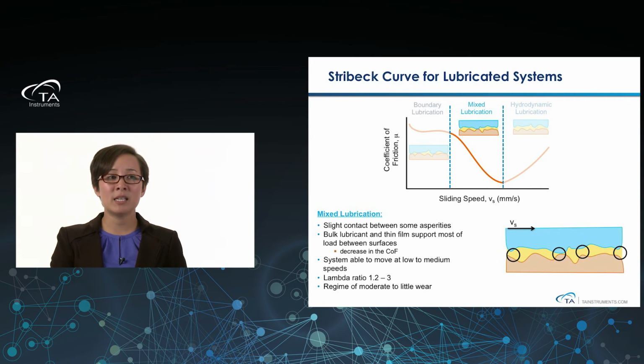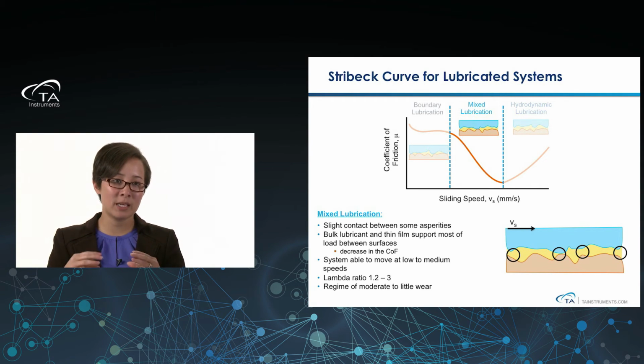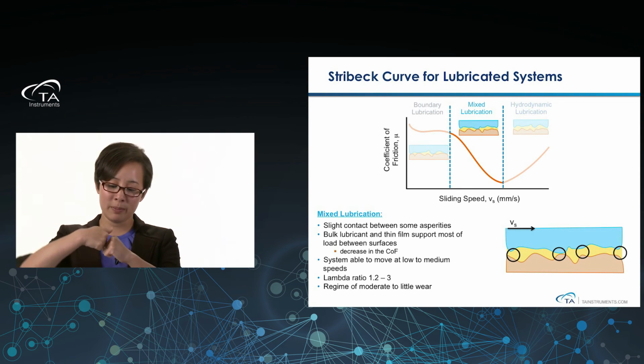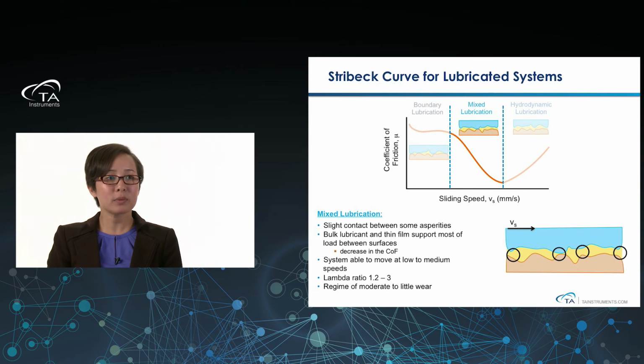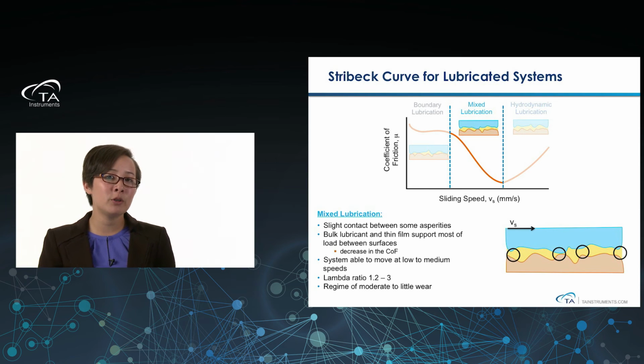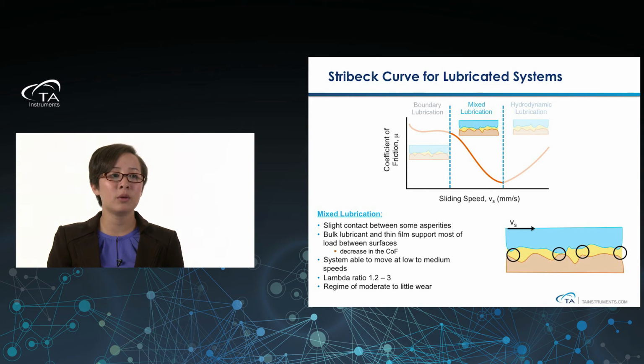So you end up seeing a decrease in the coefficient of friction because now the surface asperities aren't scraping past one another. They actually have a lubricant in between them. So now the system's able to move at low to medium speeds, and then your lambda ratio is typically between 1.2 to 3, and then the regime is of moderate to little wear.